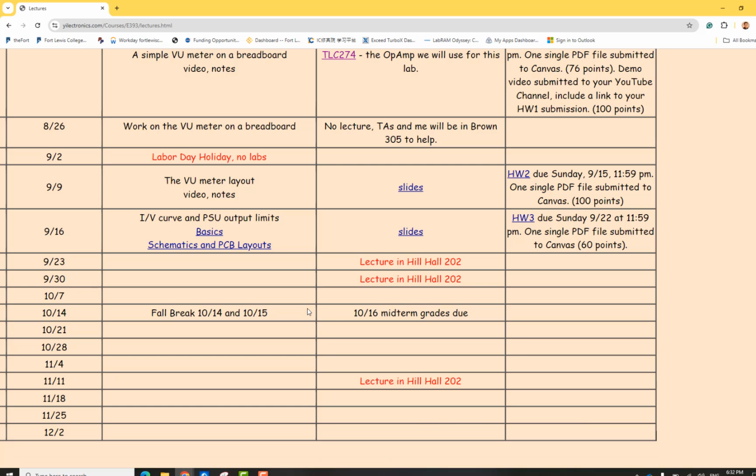Actually, I will be in the lab because this is just one section. I will be in the lab. There will be like 50 students over there, hopefully, and I will be there.